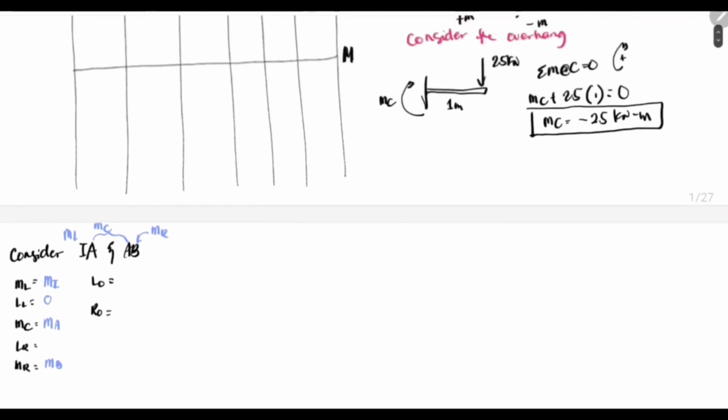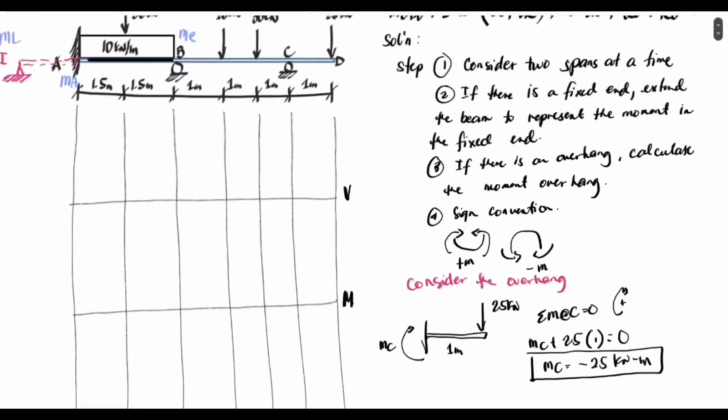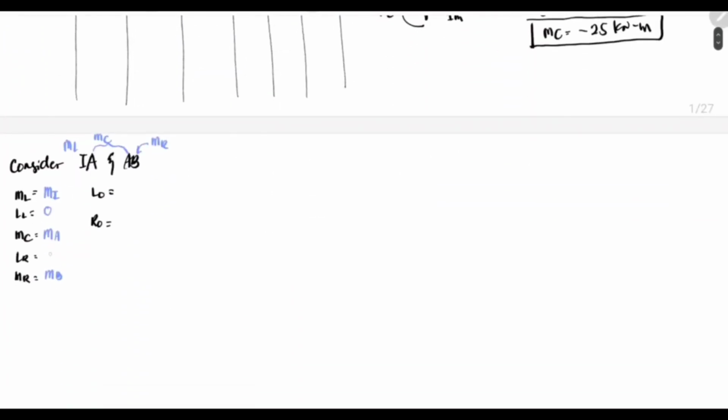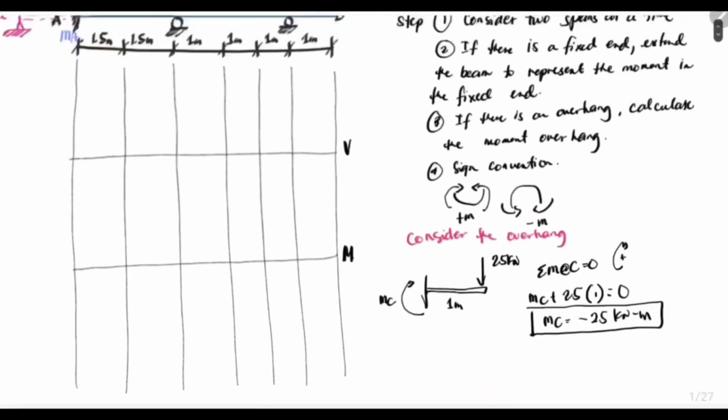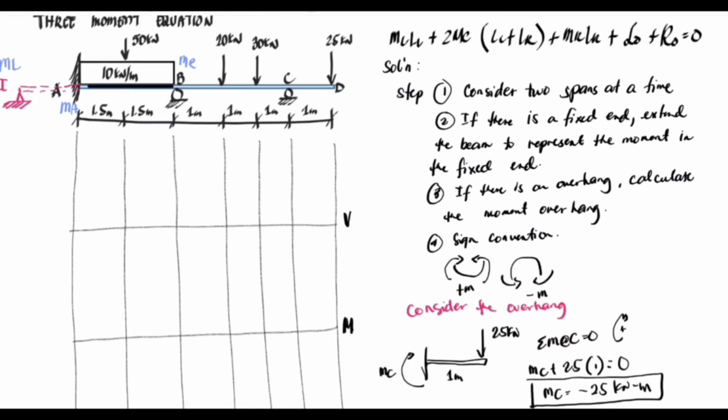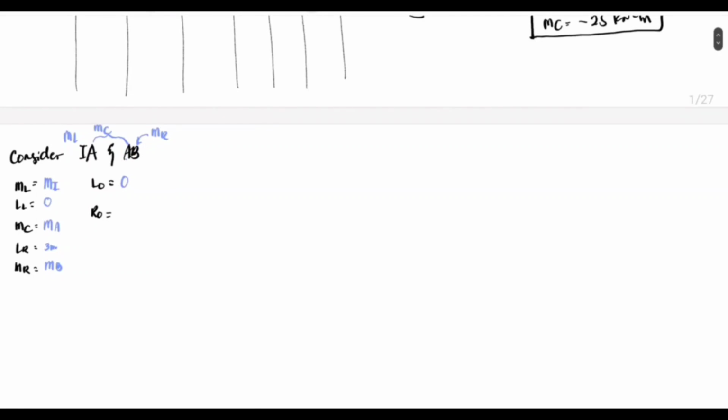Yung span naman natin sa AB, i-consider natin yan. 1.5 plus 1.5 is 3. So, ilagay natin dito, 3 meters. Yung load factor nito, since walang load imaginary, that is 0. Dito naman sa kabila, this is on the right side. Since right side yan, at dalawa po yung nakikita natin, one is uniform and the other one is concentrated load, i-consider natin yung dalawa. So, ilagay muna natin yung formula natin dito.